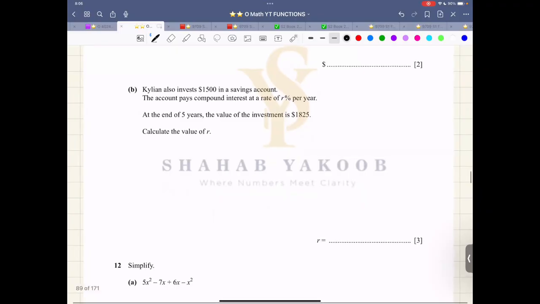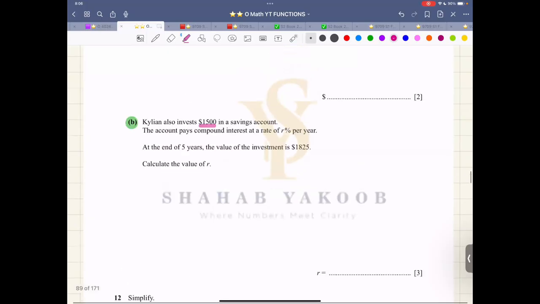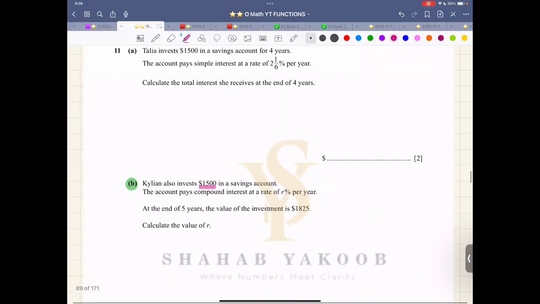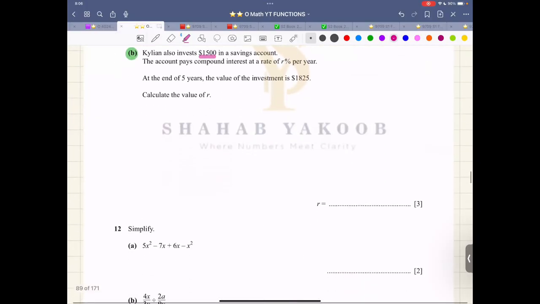All good? So now let me just focus on this. I'm just focusing on compound interest. So over here, what do we have? K invests $1,500 in a savings account. We are not doing the first part because in the first part, another person is also investing in a savings account. That is simple interest. The account pays compound interest at a rate of R% per year. At the end of 5 years, the value of the investment is this. Calculate the value of R.